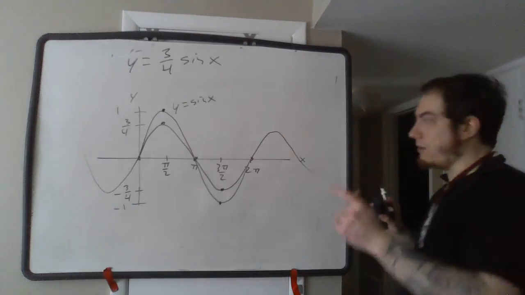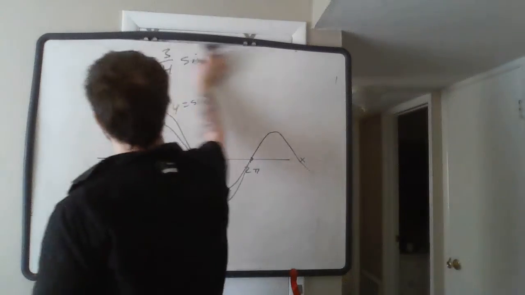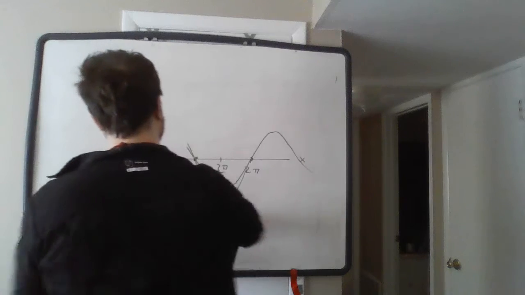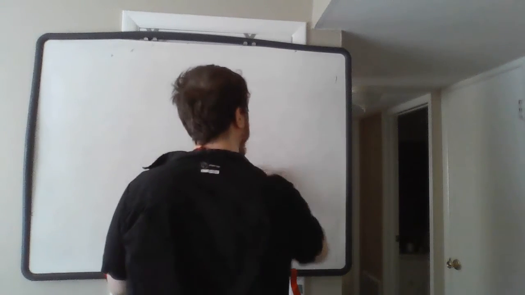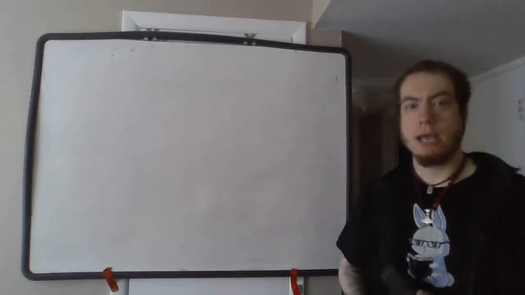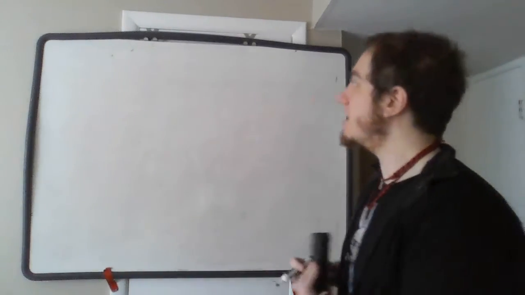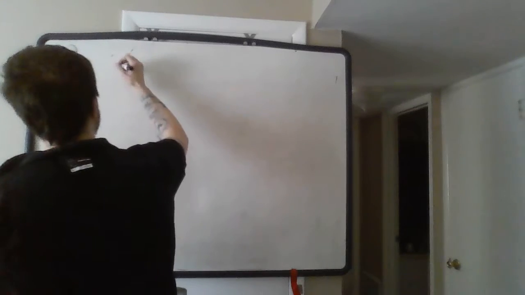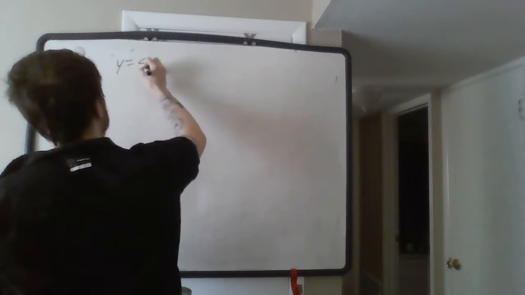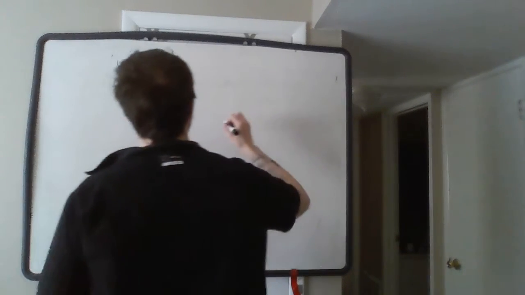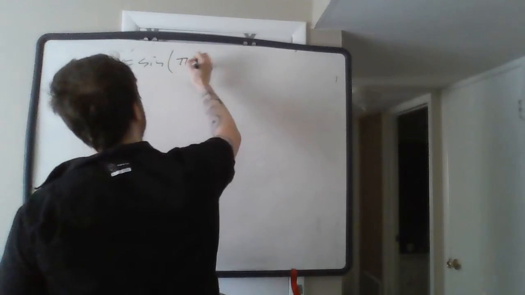All right, now let's look at another type of transformation that you can do here. This is going to be one where we can actually change the period. So let's think about what happens if I were to try to graph y equals the sine of, let's try doing pi times x.